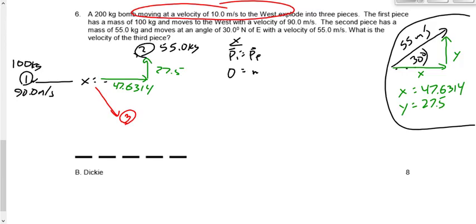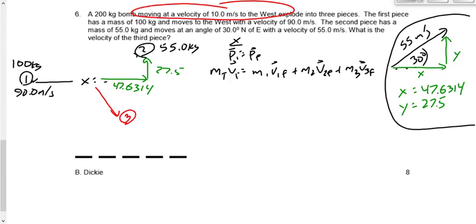Zero is equal to m1 v1f plus m2 v2f plus m3 v3f. Is that right? Somebody said no? Yeah, this isn't 0, right? This is m total times V initial. It's moving, right? It's moving before the explosion takes place.